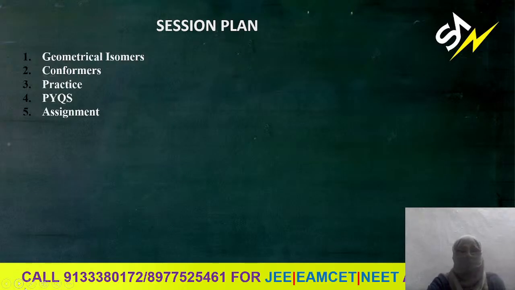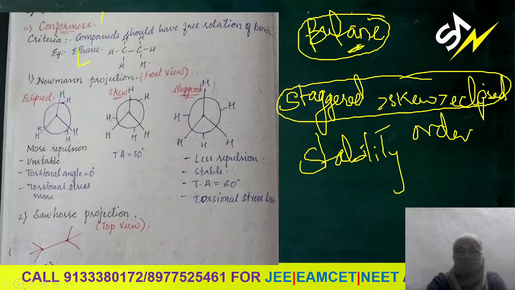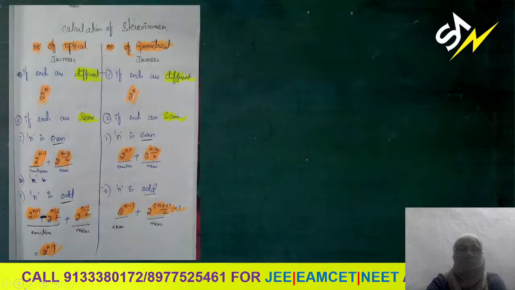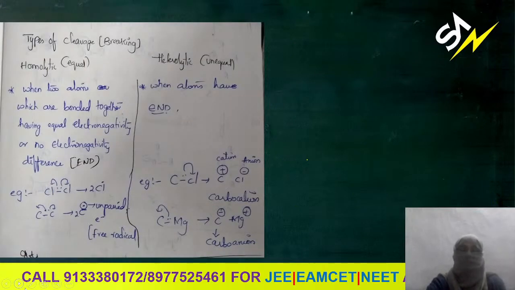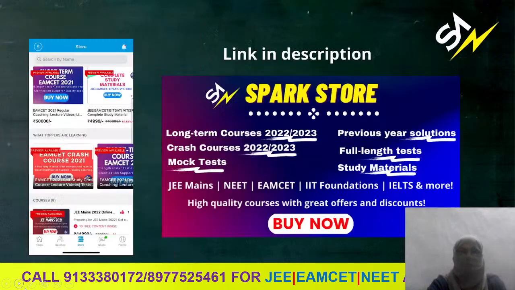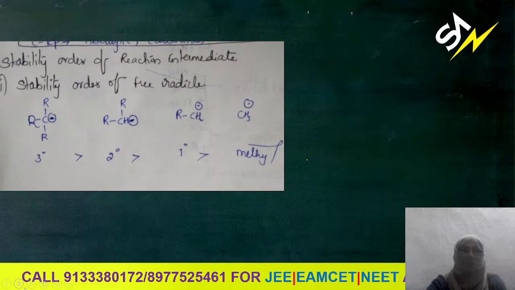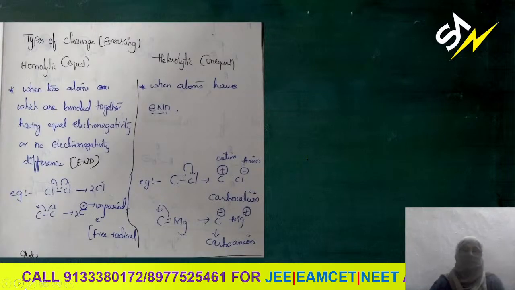Coming to the session plan, we have already started geometrical isomers and conformers. We are still continuing with the topic, that's why we haven't changed the session plan. This was the topic we discussed in the previous class: geometrical isomers, conformers, calculation. Before we move on to the continuation of that part, we will discuss cleavage. Then we'll talk about PYQs as well as some practice questions.